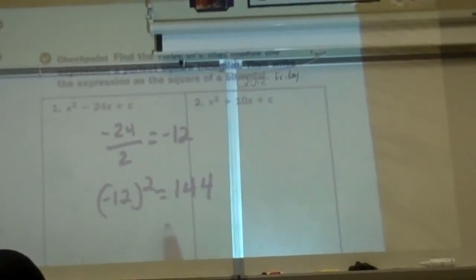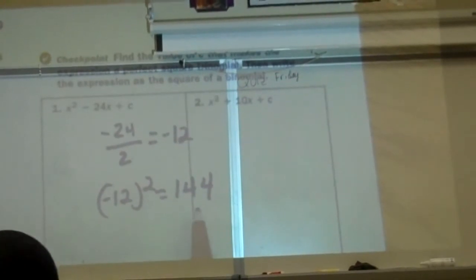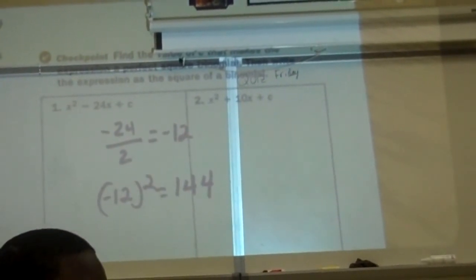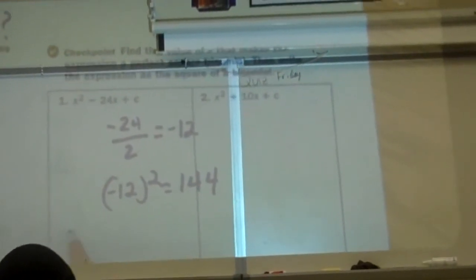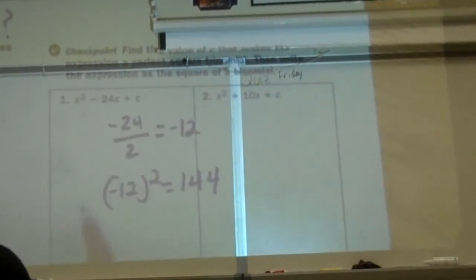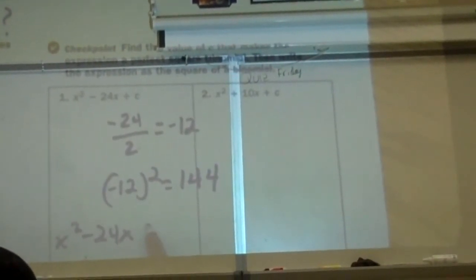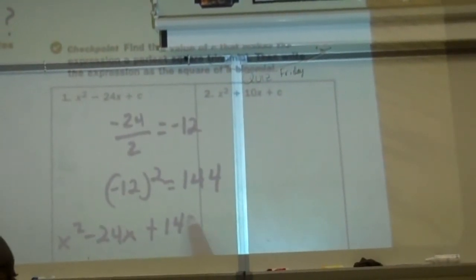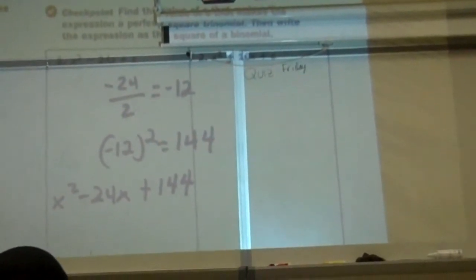Does everybody see how this is positive? Every time you do this, y'all, it's going to come out positive. Why? Because a negative times a negative is a positive. Whenever you square it, it's going to come out positive. Good. So how do I write the final answer? X squared minus 24x plus 144.